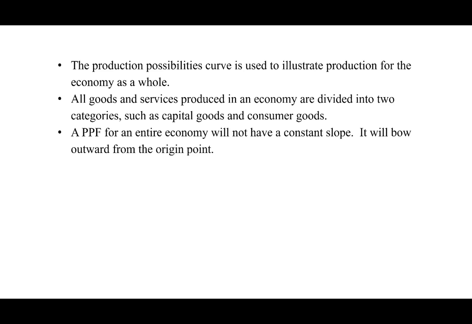A production possibilities curve for an entire economy will not have a constant slope. The slope will bow outward from the origin. The slope is changing and increasing as we move down the production possibilities curve. This changing, increasing slope demonstrates increasing opportunity costs.